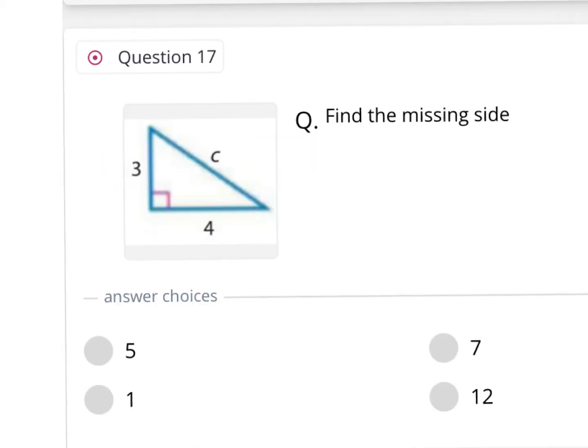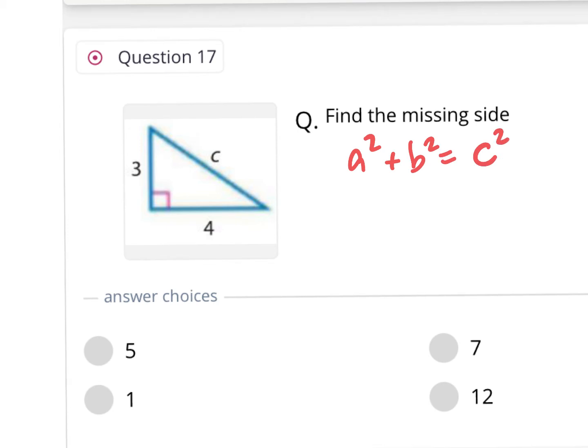Question 17, we obviously are dealing with the Pythagorean theorem, and they want us to find this missing side c. And the beauty is they're telling you that c is the hypotenuse. It's the side opposite of the 90-degree angle. So let's write down the Pythagorean theorem. It's a squared plus b squared equals the longest side, the hypotenuse squared.